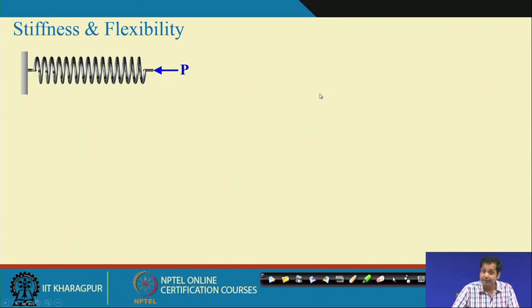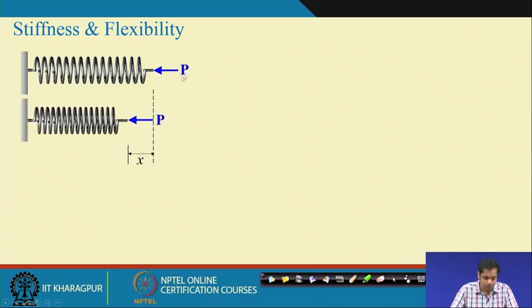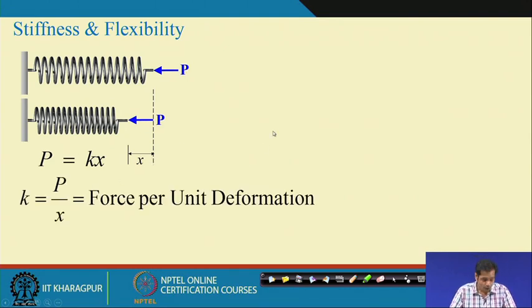Now, take some example, take a linear spring which is applied to a force P. Under the action of this force P, suppose x is the displacement, and we know the relation between force P and displacement: P is equal to kx, where k is essentially P by x, which is force per unit deformation, and k is called the stiffness of the spring.